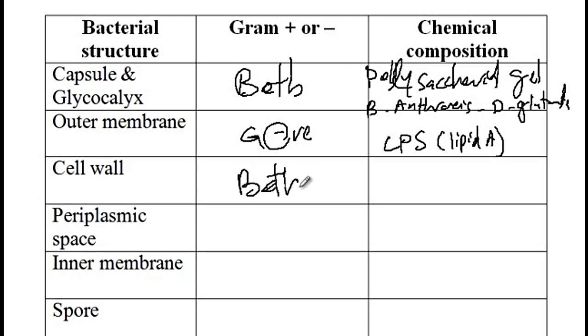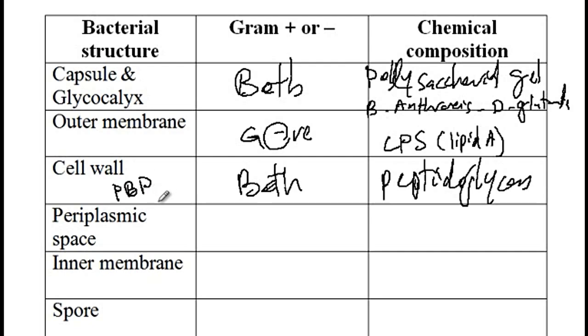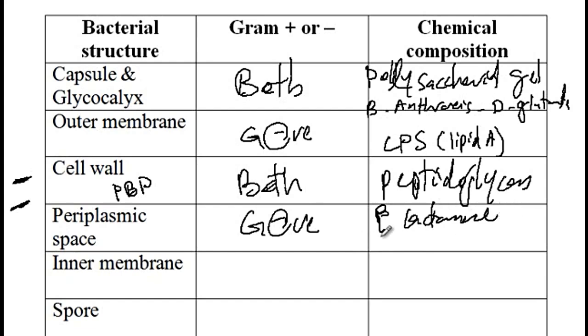Cell wall is seen in both and is formed by the peptidoglycan. The way penicillin and cephalosporin work is that they bind to the penicillin binding protein and inhibit the synthesis of the peptidoglycan. Periplasmic space, we discussed, is the space between the outer and inner membrane, which is only present in gram-negative bacteria, and it contains the beta-lactamase, which will break down beta-lactam antibiotics like penicillin. The medications that can be used to inhibit the beta-lactamase include clavulanic acid, sulbactam, as well as tazobactam.